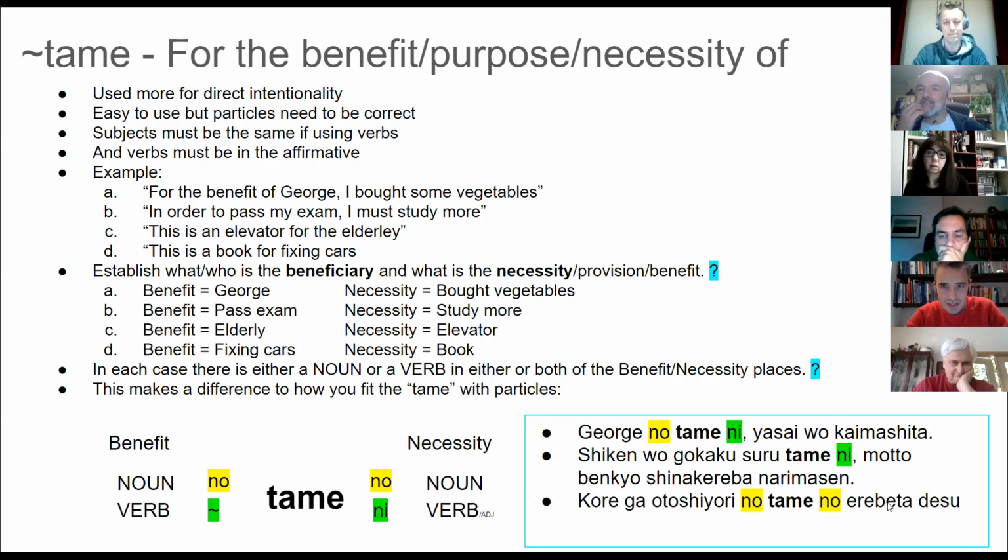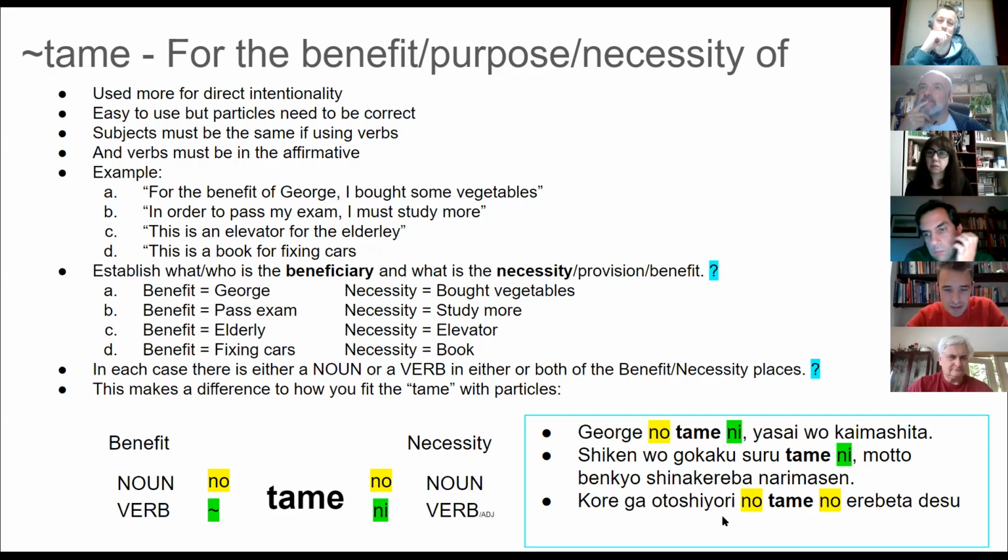It slightly changes the structure of the sentence. You could say otoshiori no tame no, but then you can't put kore ga erubeta desu because this elevator is fixed to tameni. If you wanted to put kore ga in here, then this would say otoshiori no tame ni kore ga erubeta desu, and you can hear we've changed no for ni for no apparent reason, but that's how you would make it. But it's possible that you put the kore ga on the other side.